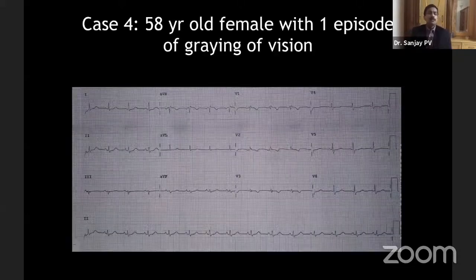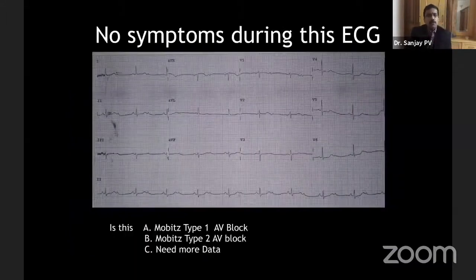So this is another interesting case, a 58-year-old female with one episode of graying of vision. So she came to us with this ECG and graying of vision. So I'll just give you 10 seconds to go through this ECG. Sinus rhythm, 2:1 AV conduction, probably an incomplete right bundle branch block, T inversion V1 to V3, QTc is normal. And so another ECG was recorded from her previous record, and there were absolutely no symptoms during this ECG.